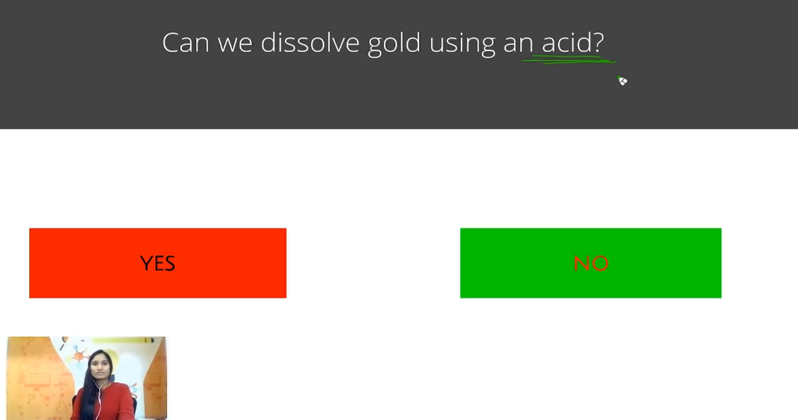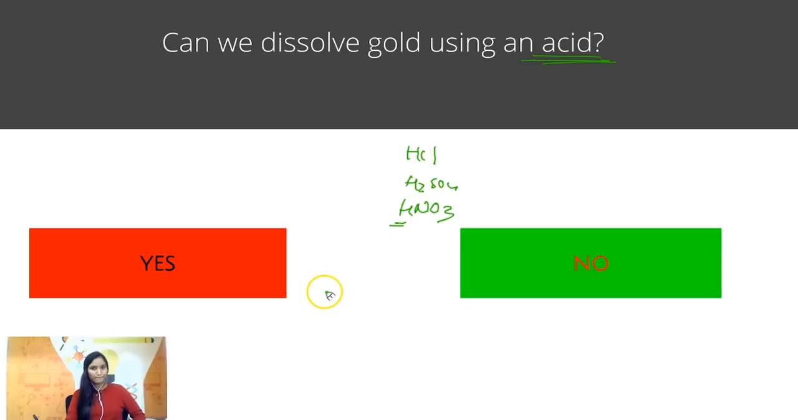Why? Remember that reactivity series. Learn how copper saves gold at the end. Gold comes at the end, isn't it? And then comes platinum, etc. Forget about it. But gold comes almost at the end, which means gold is least reactive. And now if you want some acid, say HCl or H2SO4 or HNO3 or phosphoric acid or whatever, you want it to react. What do you expect?